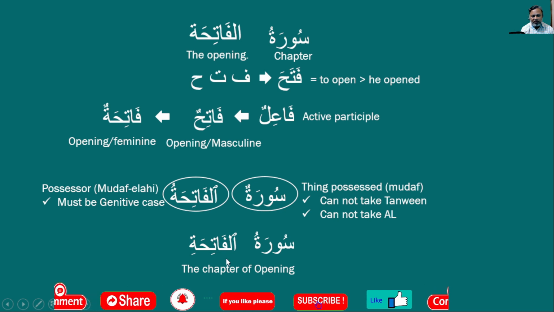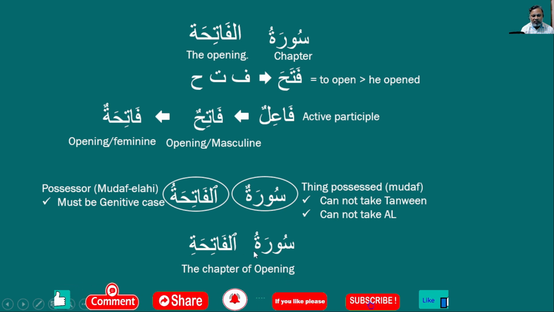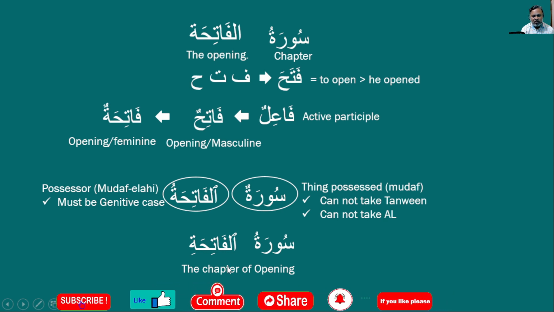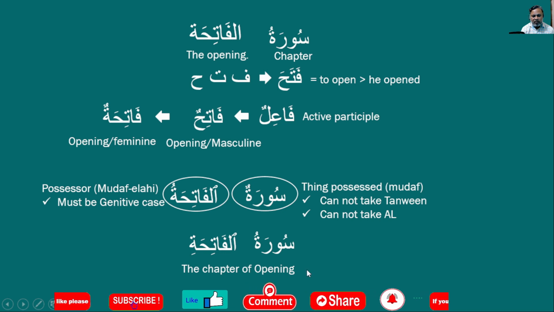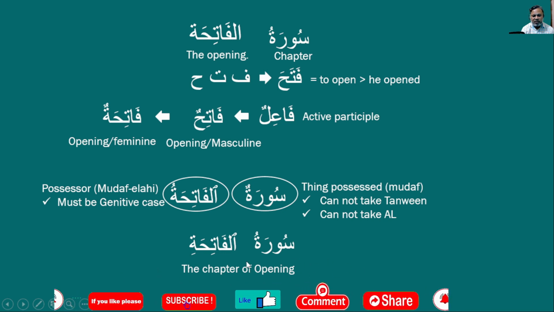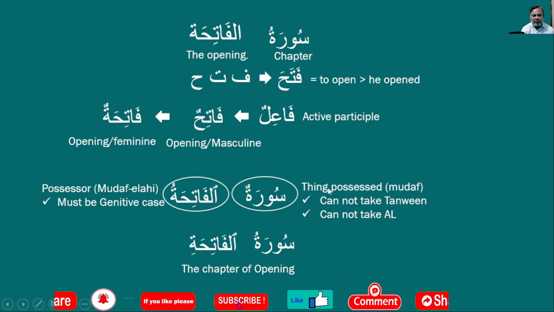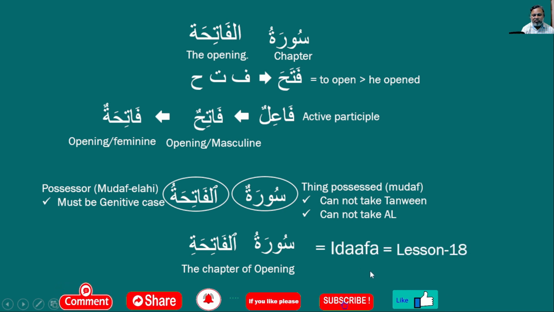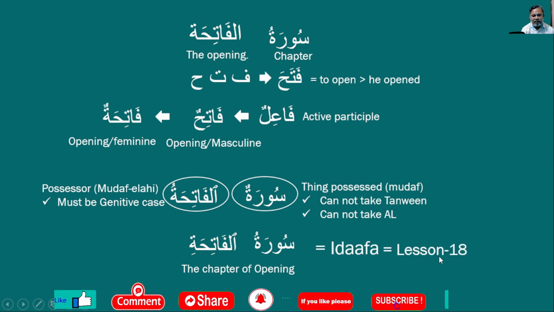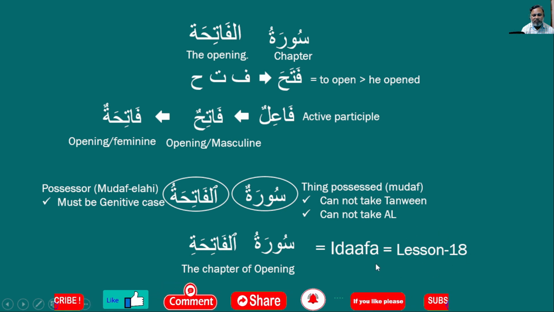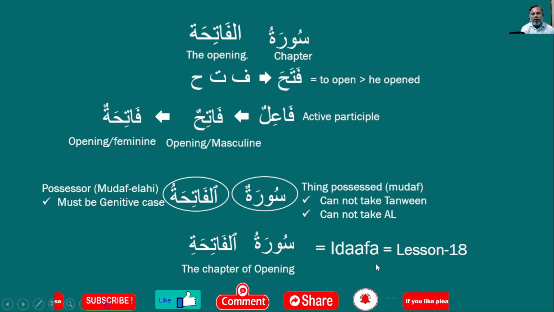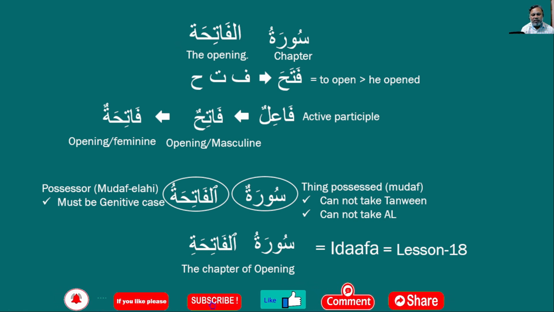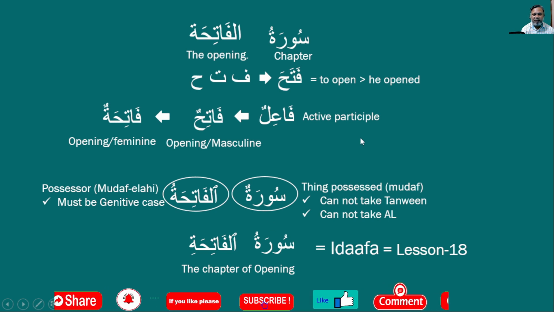The chapter of opening has an 'of' relationship. If there is an 'of' between 2 nouns, the surah and Fatihati, then to make this relationship between these 2 words, there is a mudaf ilayhi relationship we have to follow. This has been described in our Idafa lesson number 8. If you want, you can check it out again. This is the explanation of Suratul Fatiha, the chapter of opening, or the opening chapter.